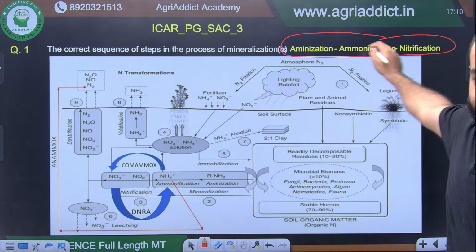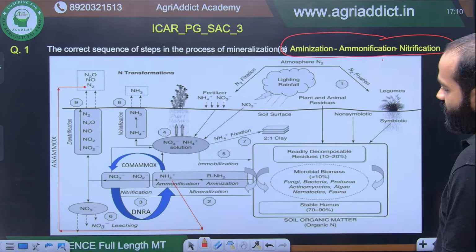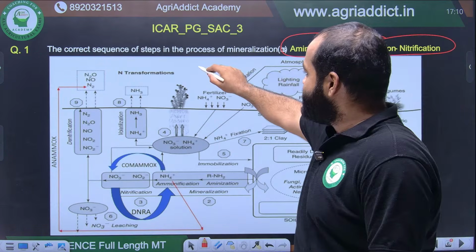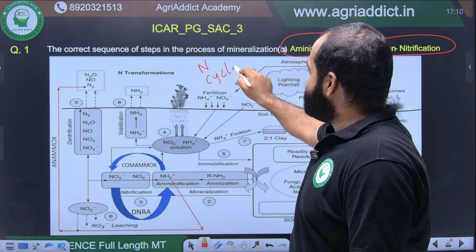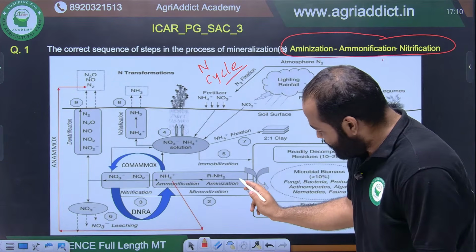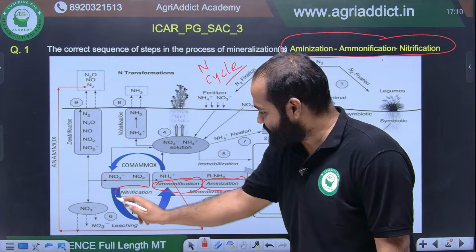Here you can see this picture. This picture I have taken from Tisdale and Nelson. You know, the best book of soil fertility. Of course, it is Tisdale and Nelson. This nitrogen cycle is from Tisdale and Nelson. And here you can see specifically it has been written. First, it is aminization, then it is ammonification, and then it is nitrification.